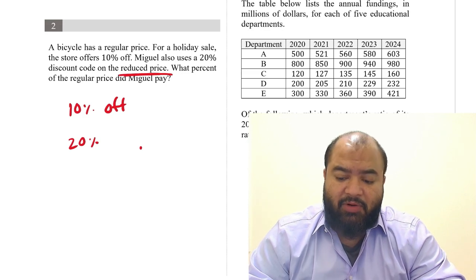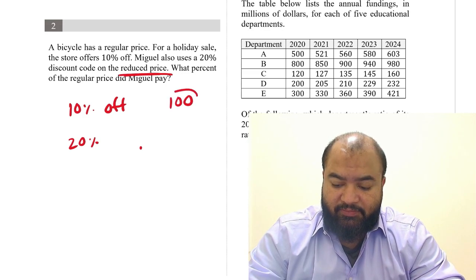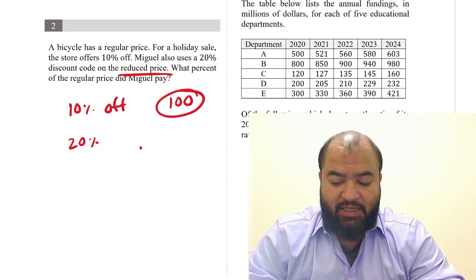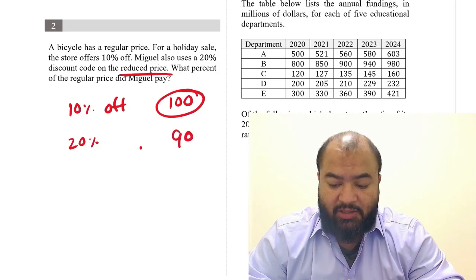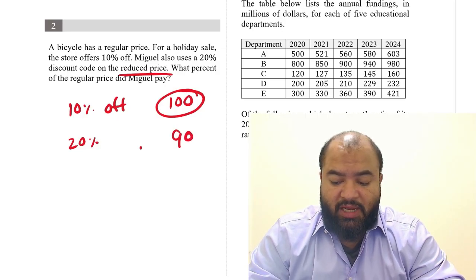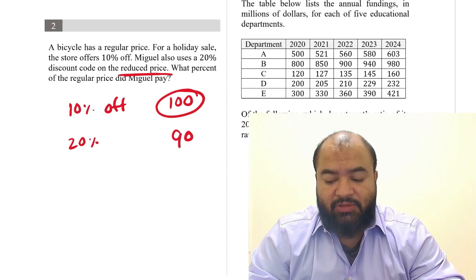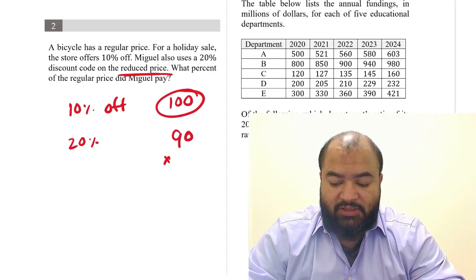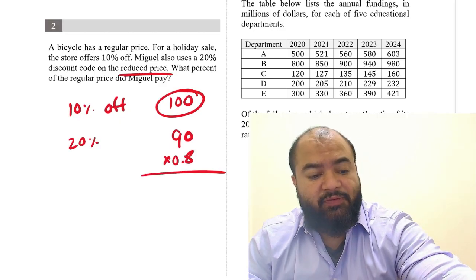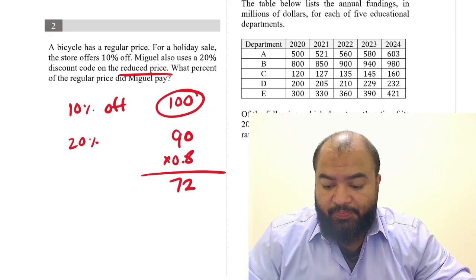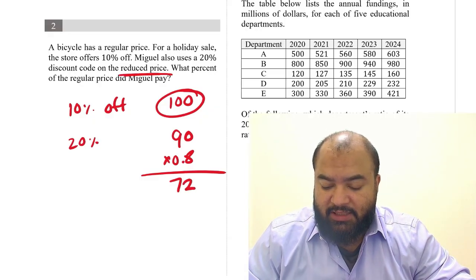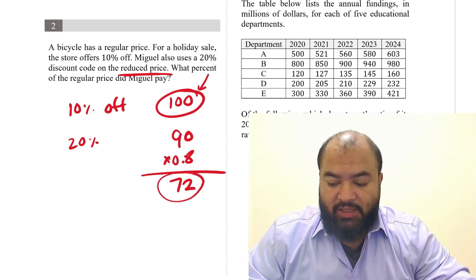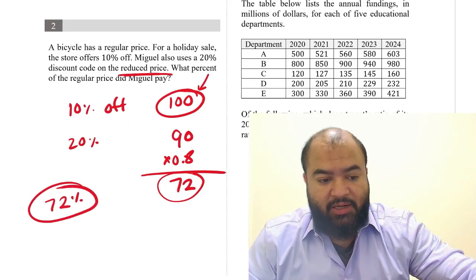They didn't give us any numbers. So we can think of it as $100, the regular price. 10% off means you subtract 10%, that's 90%, so it will be $90. Now Miguel also uses 20% off of 90. You can find 20% of 90 and subtract it, or find 80% of 90, which means you can just multiply by 0.8. You can use a calculator for that. That's 72. They asked what percent of the regular price Miguel paid. It was $100, and Miguel paid $72. So that's 72% of the 100.